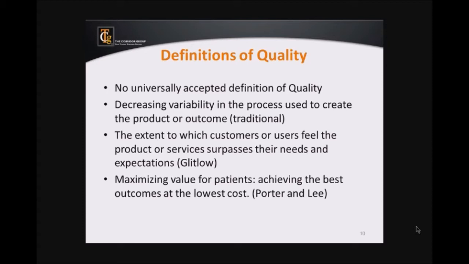There is no universally accepted definition of quality. Manufacturing often uses the ability in the process used to create a product and giving more uniform results. Think McDonald's. You get the same taste and appearance in a McDonald's hamburger wherever you go. It doesn't necessarily mean it's the best hamburger in the world, but you get what you expect to get with little variability.